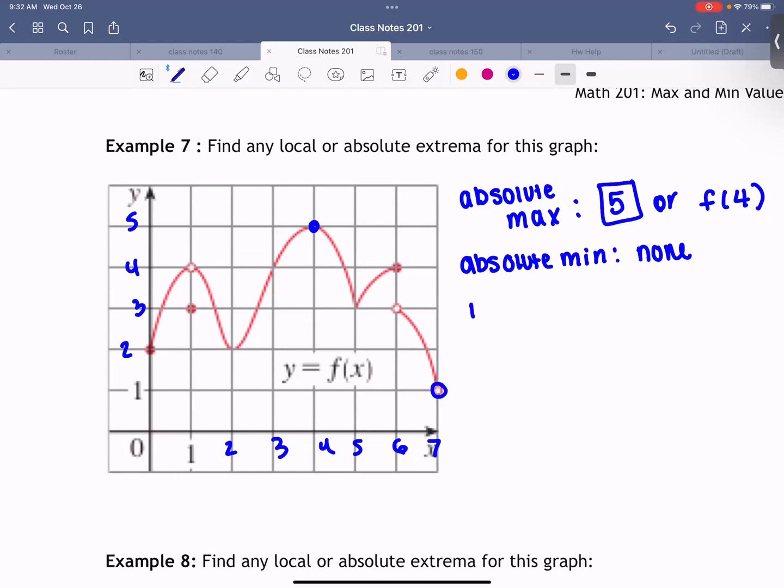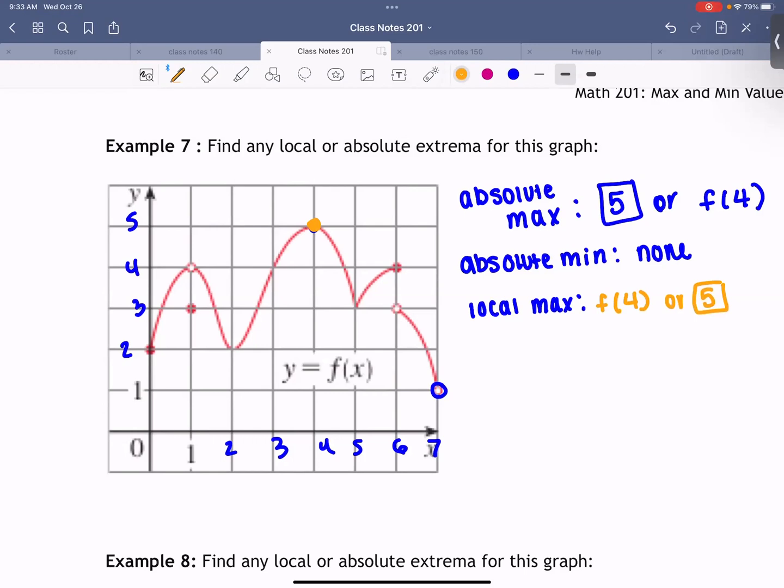All right, let's do some local maxes. This one's a little bit fun to work with. What do you think our local maxes are? 5, definitely. 5 is a local max. It definitely has a peak here, so that's a very obvious local max. So f of 4 or 5 is definitely a local max.